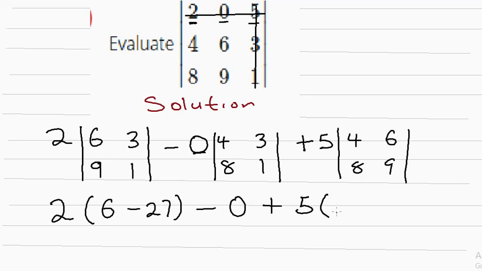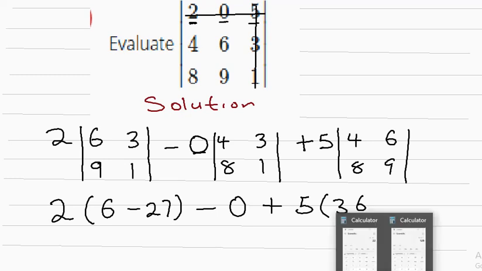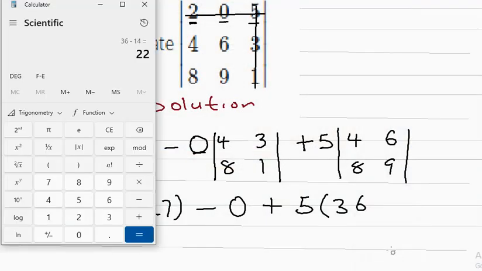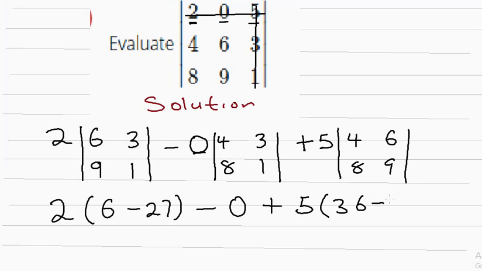Then plus 5, bracket open, 9 times 4 is 36, then minus 8 times 6, which is 48. All right, so let's do this. Of course, 6 minus 27, that is minus 21. Minus 21 multiplied by 2 is going to be minus 42.